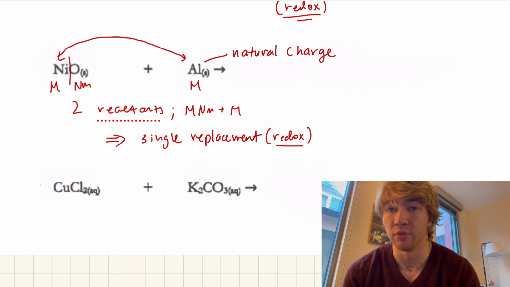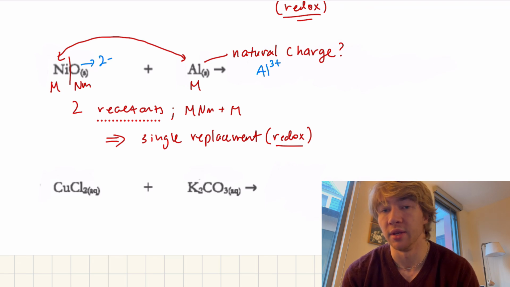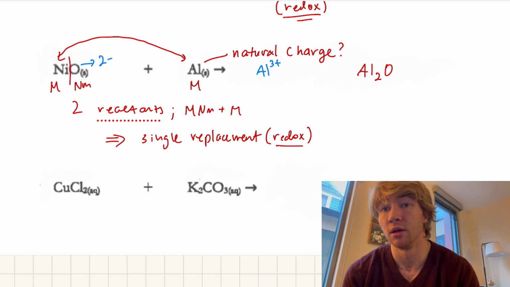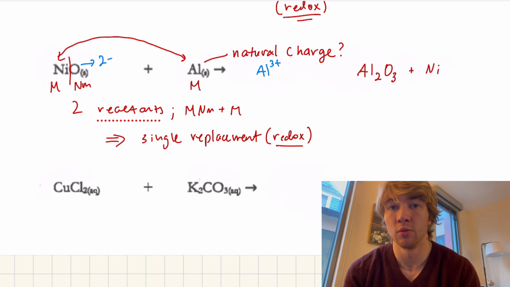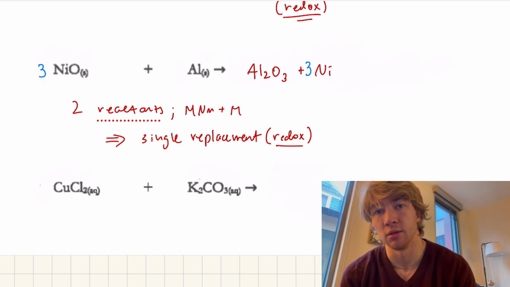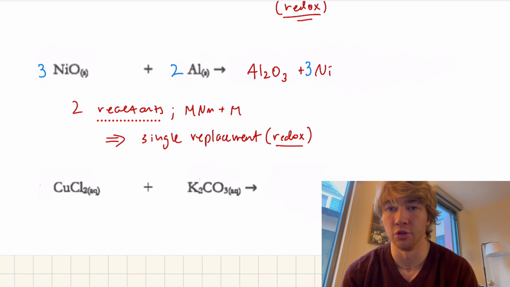To figure that out, we've got to think about the charges on each of them. So O is 2 minus, Al is 3 plus. So to form a neutral compound between Al and O, we need to actually make Al2, because 2 times 3 plus is 6, O3, because negative 2 times 3 is negative 6. Then to balance here, we'll put a 3 in front of NiO to balance the oxygens, then a 3 in front of nickel alone to balance itself, and then 2 in front of Al to balance the Als and Al2O3.